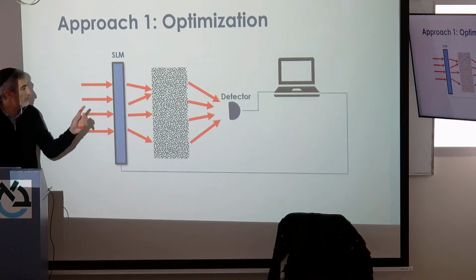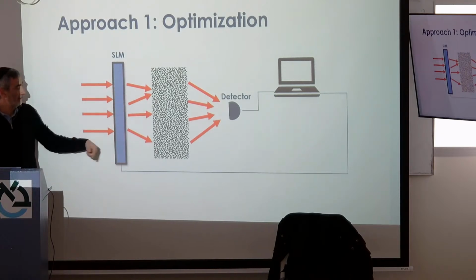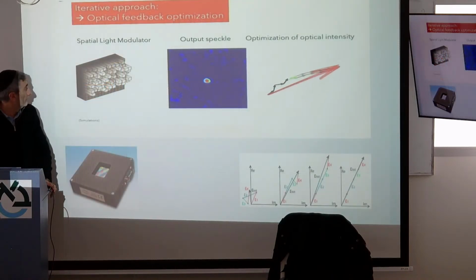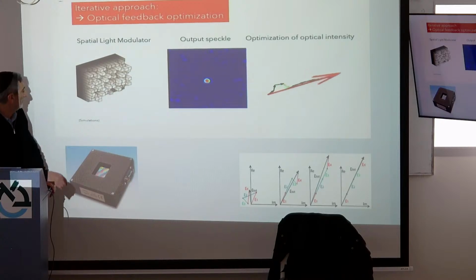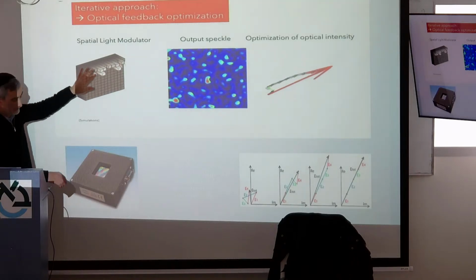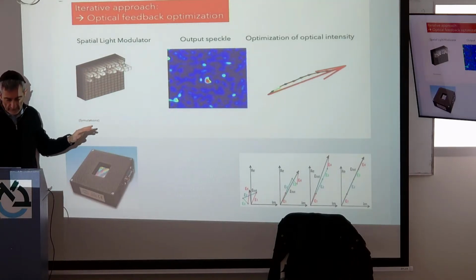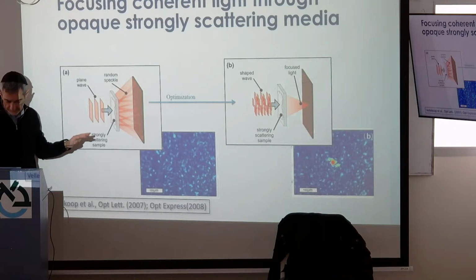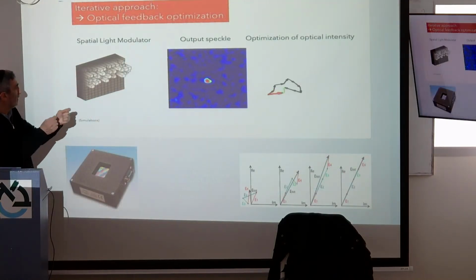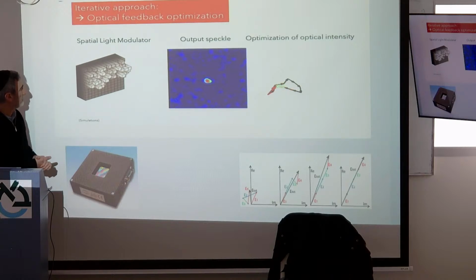So I'll show you an animation of the idea of this iterative approach. I don't know why it doesn't start at the beginning. So, starting at the beginning here, this is the SLM, and you play on each pixel. You adjust the phase of each pixel.